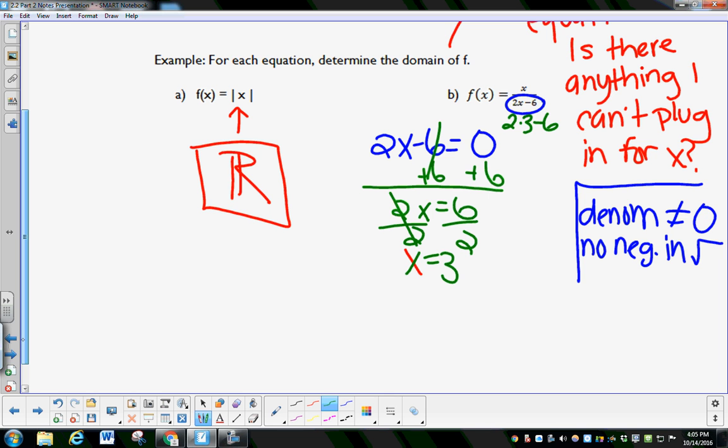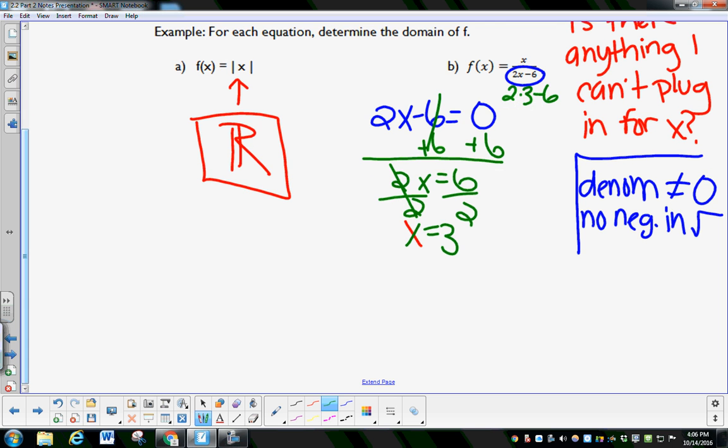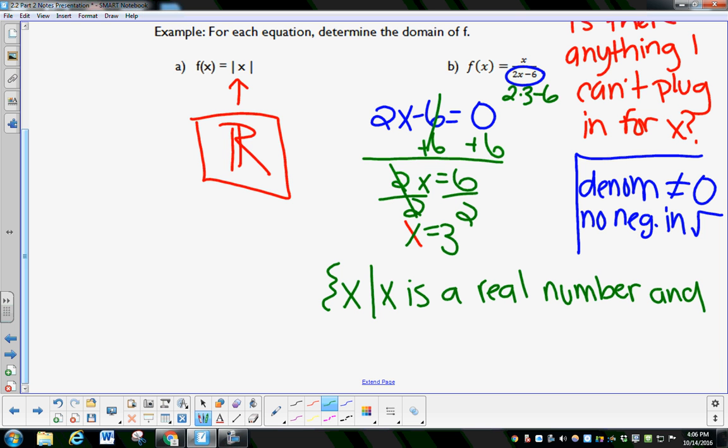So we cannot let x equal 3, because that would make the denominator 0, and that would be bad. So we cannot have the number 3 in our domain, because the domain is what x can be. The way your book writes this is in set builder notation: all real numbers x such that x is a real number and x does not equal 3. So you want to think about two things. You cannot have the denominator of a fraction equaling 0, and we cannot have the inside of a square root be negative.